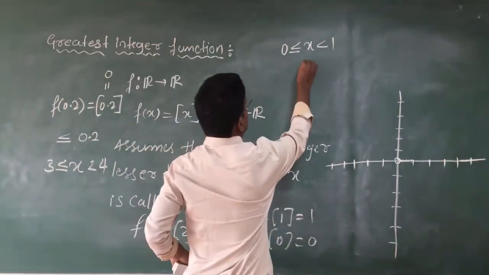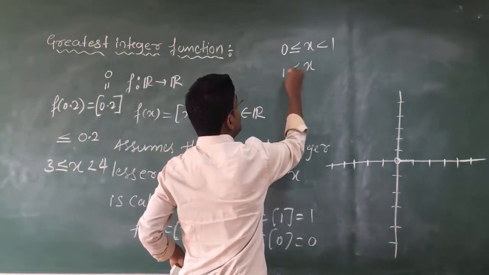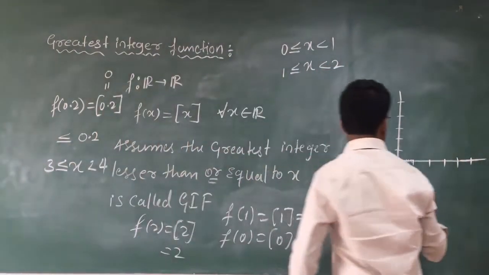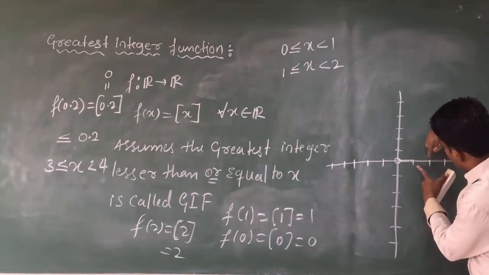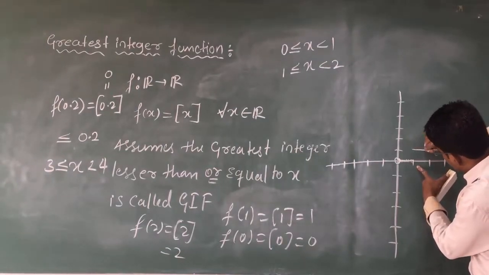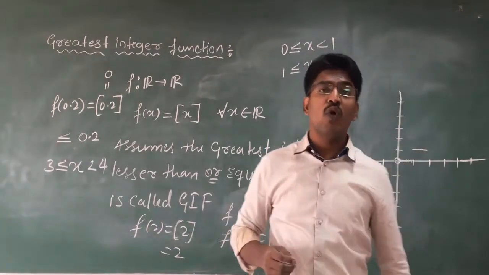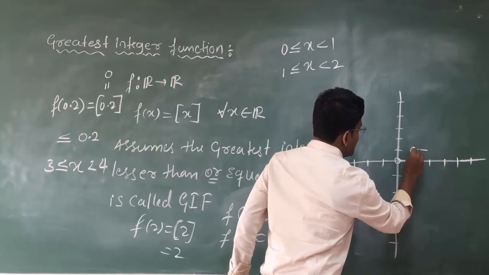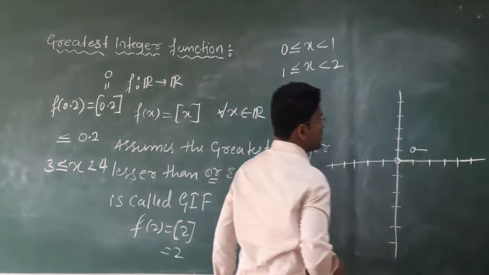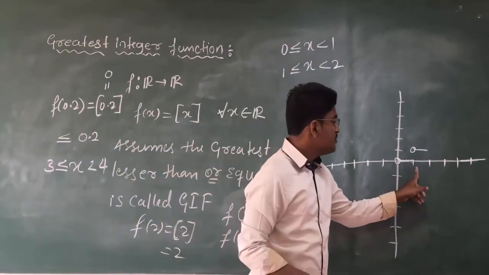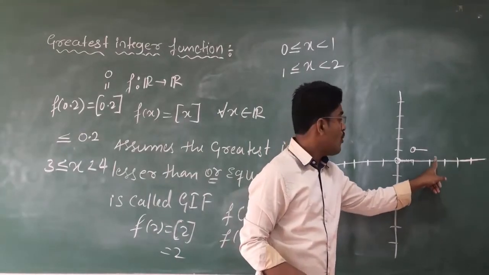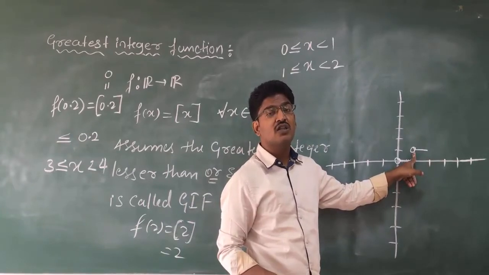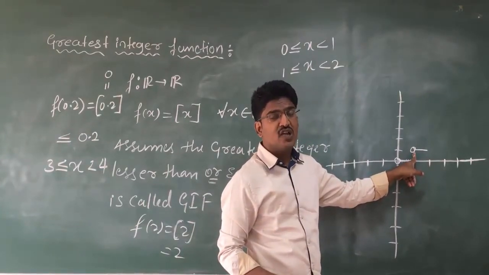Next, x in between 1 to 2. That means I choose every number in between 1 to 2. For that, all the outputs will come and gather at 1. For all the numbers in between 1 to 2, all the numbers come and gather at 1, on the y-axis. Are you getting my point?